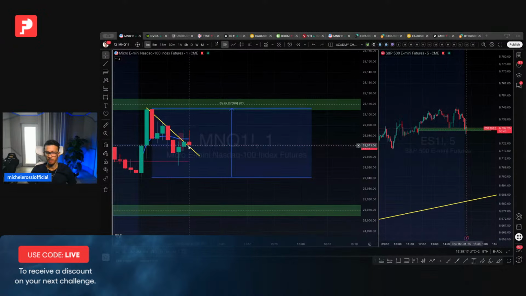And we're still in the middle of the range. Let's wait. It's a boring opening.